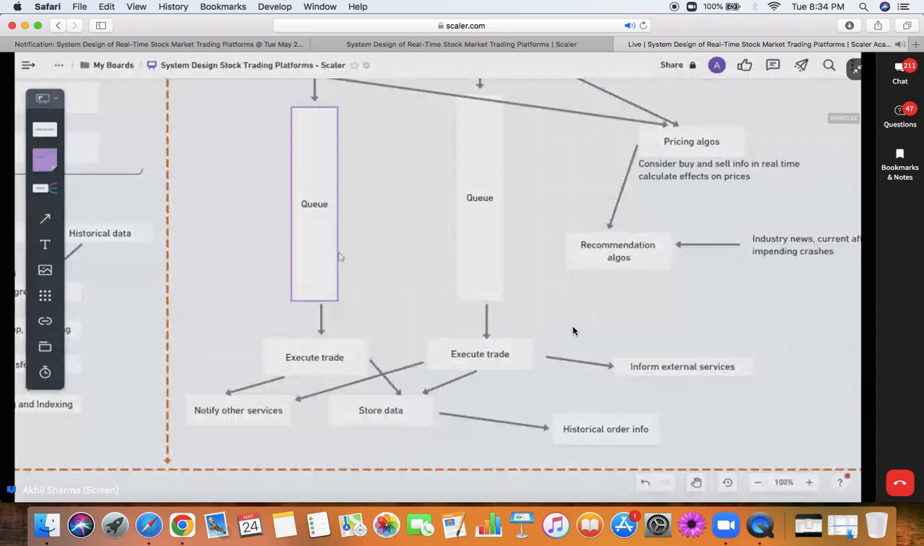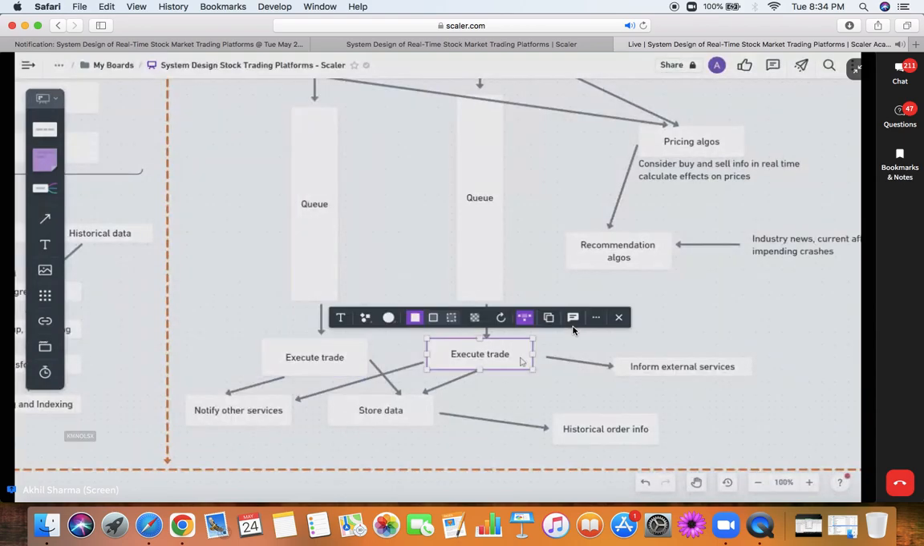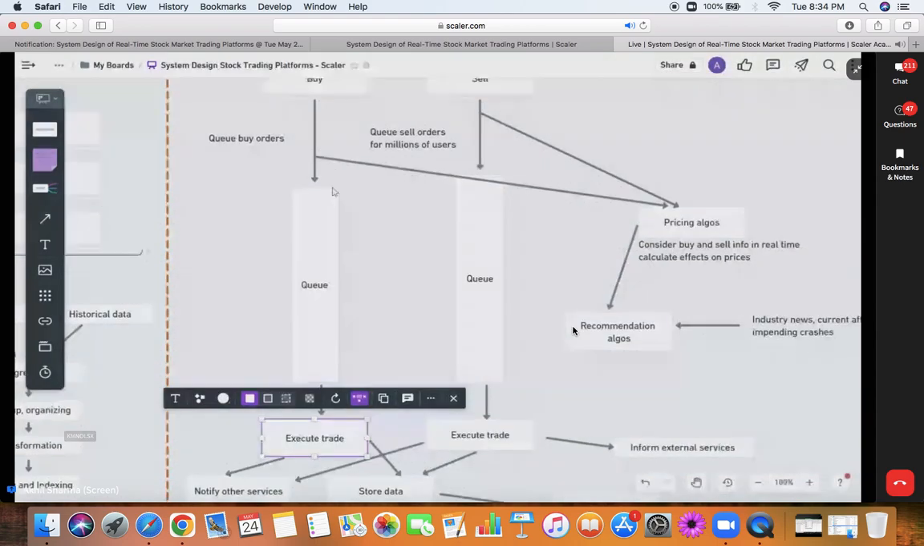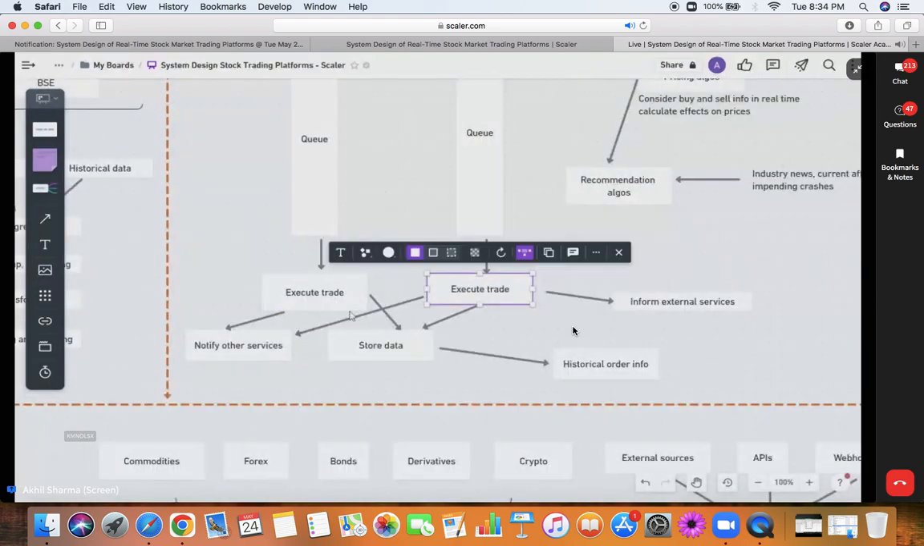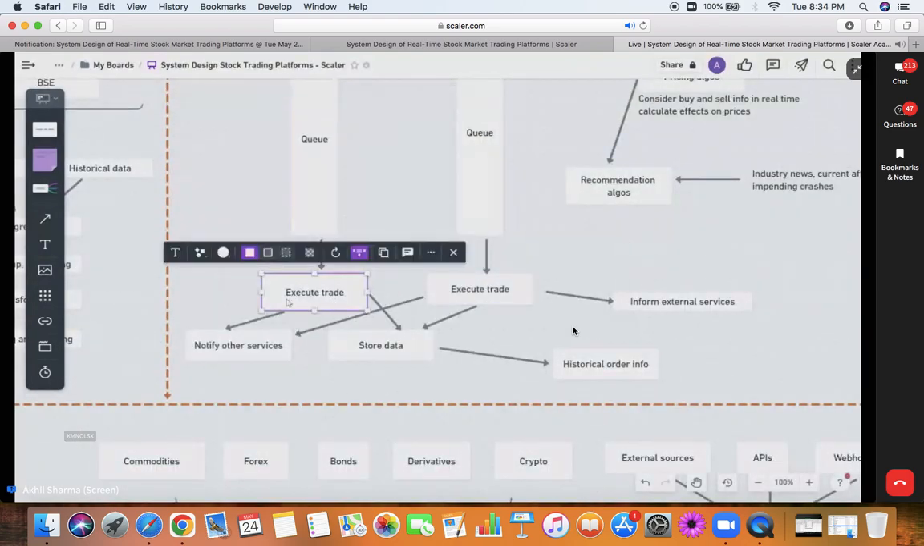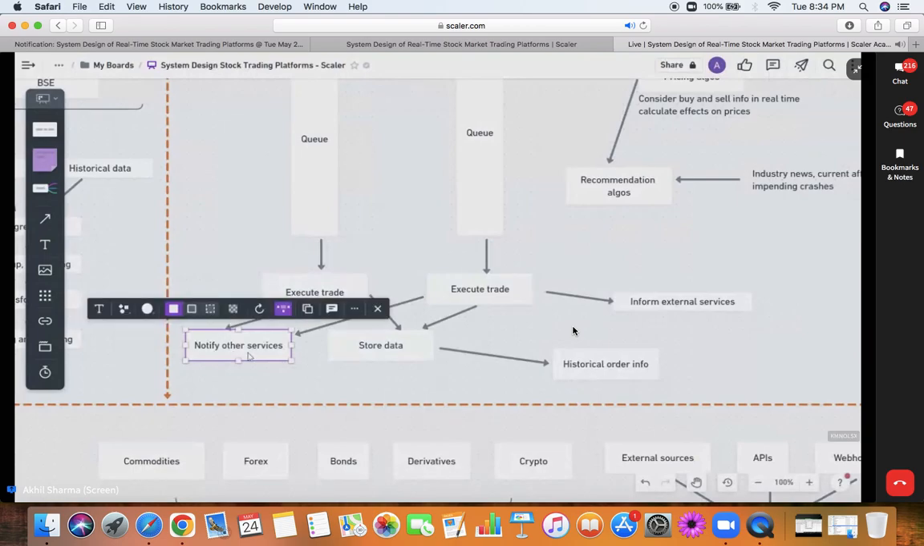Then the queue is basically taking the order to a service that executes these trades, either a buy trade or a sell trade. You want to execute those trades, so the queue is responsible for taking that to this service. And after you perform these trades, you want to notify the other services that, hey, this user had purchased this stock, or this user had sold this stock. So all the other services want to get updated, for example if emails or notifications need to be sent out.